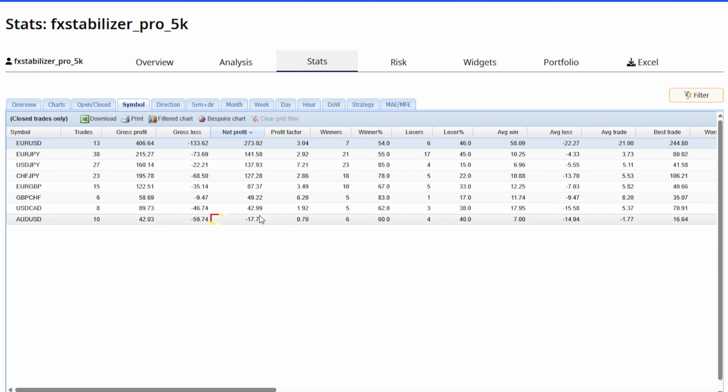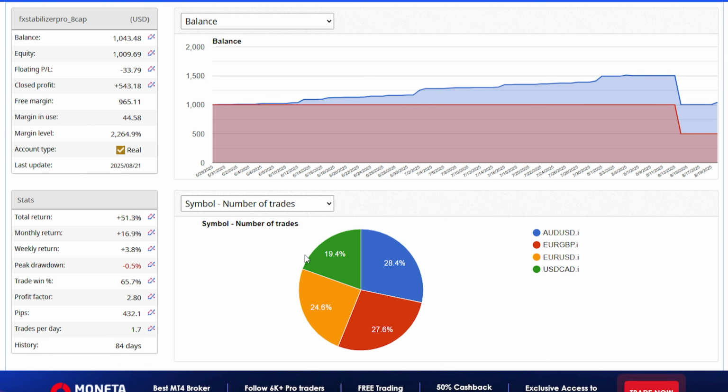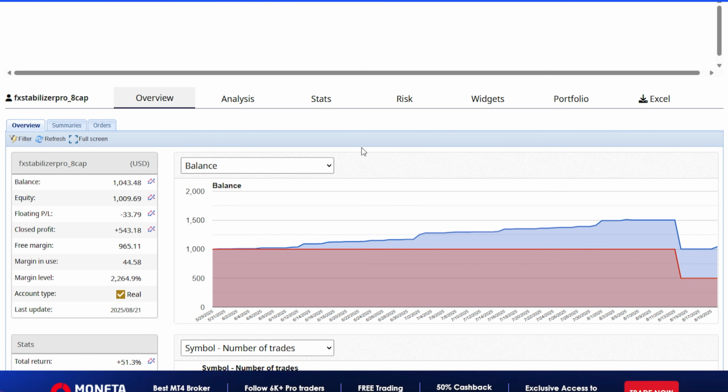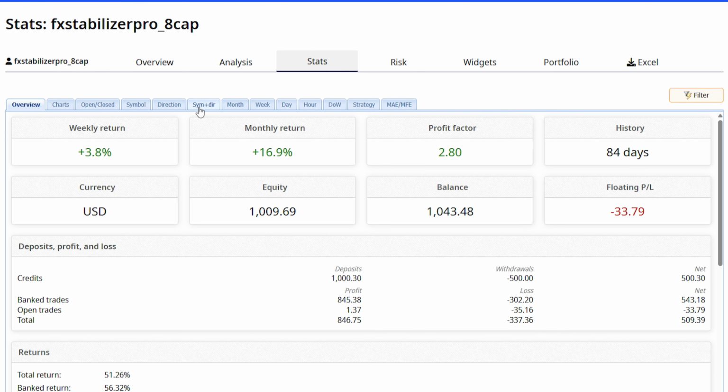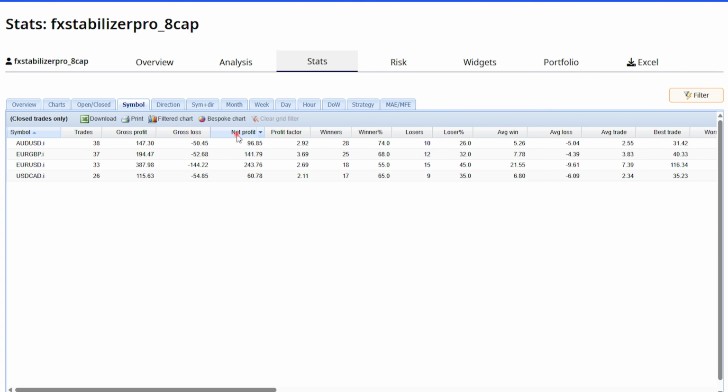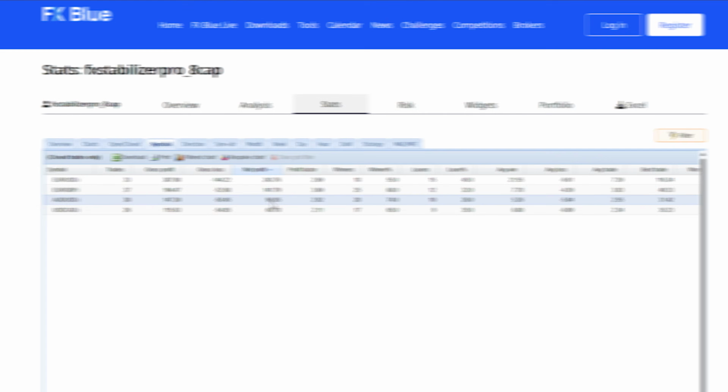You can see that the Aussie is losing in this 5K account, but it's been running for 30 days, and the 1K account where I also have the Aussie, if I click on stats and I click on symbols, you will see that right in here the Aussie is actually profitable. So probably just for the last 1 month the Aussie wasn't really the best market for this robot.